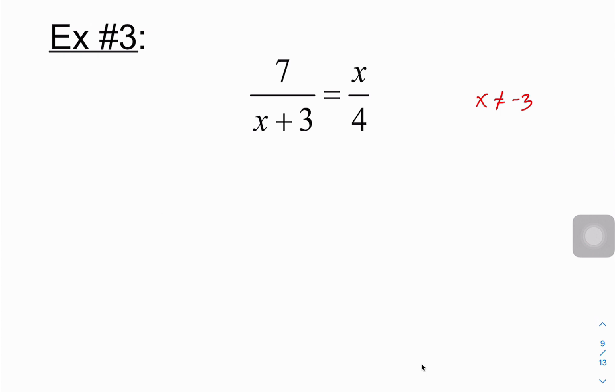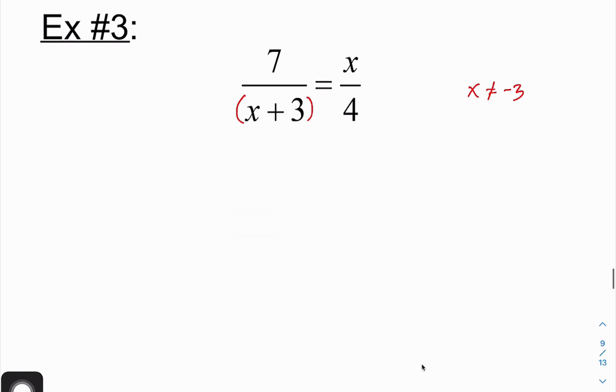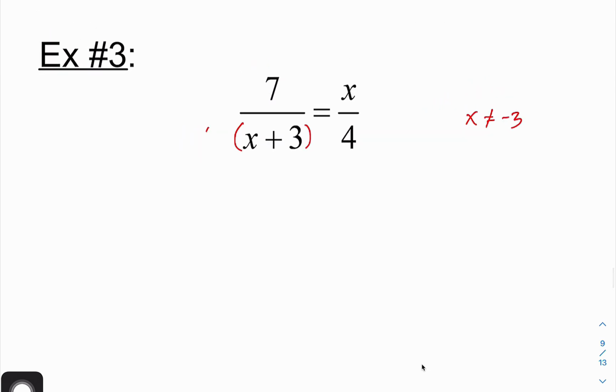Otherwise, what's my common denominator? x plus 3 and 4. Okay, think of that as one factor, and then the 4 is the other factor. Okay, so in the first fraction, we're missing the 4, which means that's what we need to multiply by. In the second fraction, we're missing the x plus 3. That's what we need to multiply by.